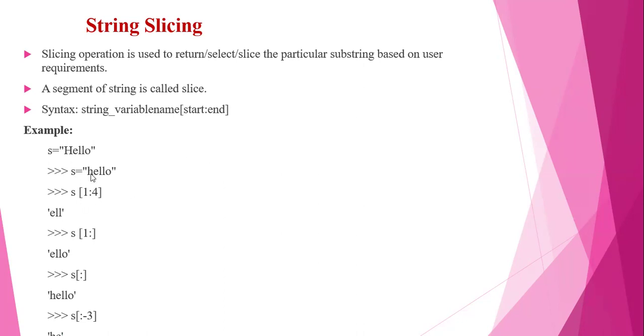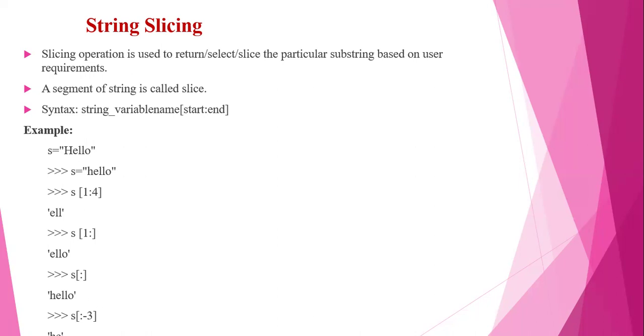So it will print. Here the indexing will be 0, 1, 2, 3, 4. So here it will print ELL, that is, it will leave the last character, that is fourth index it will leave, and then print the remaining characters from 1 to 3. And then if we give s of 1 colon, that is, we are not giving the end value here. So it will print from the starting E, index 1, to the entire remaining string. And then s of colon, no start value, no end value. So it will print the entire string.